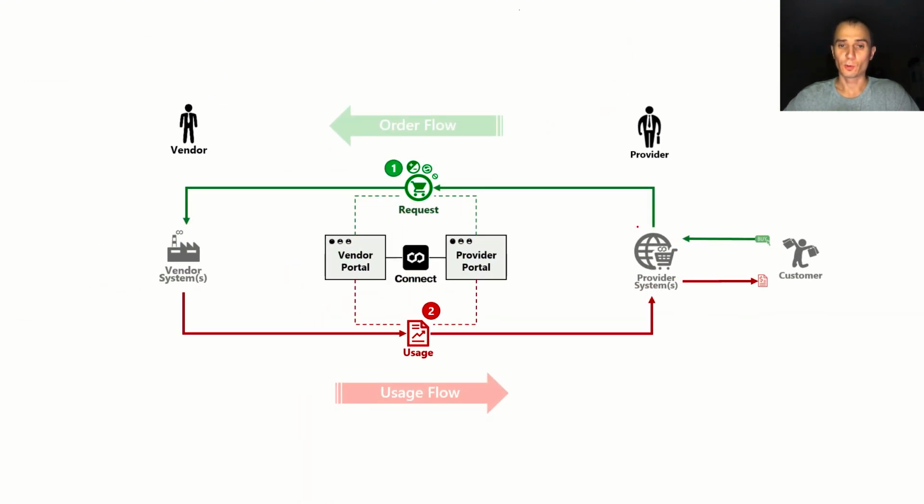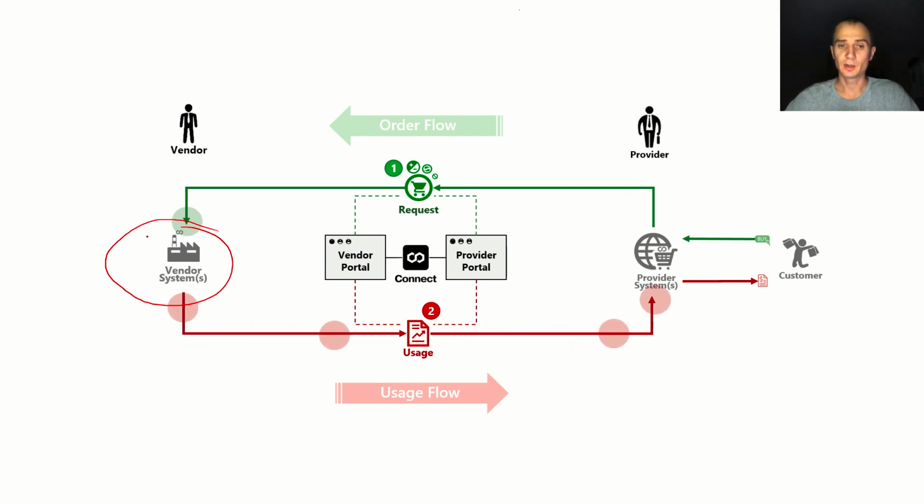So we have the ordering flow, when something is activated with the vendor, and then we have the actual usage flow from vendor to the provider. The thing is that ordering happens rarely, right? This happens when somebody orders the subscription or orders the service or maybe changes the service, but this happens rarely. And then once the service is activated, the vendor system starts generating certain flows of data.